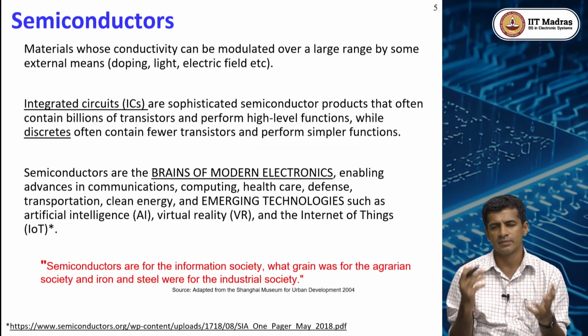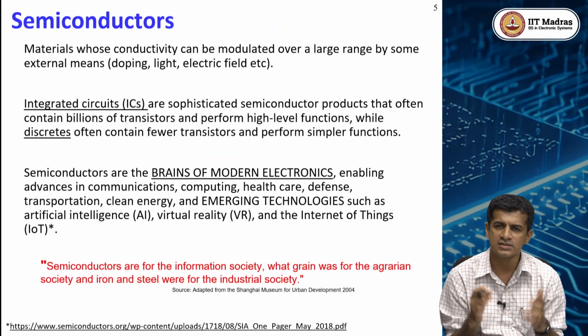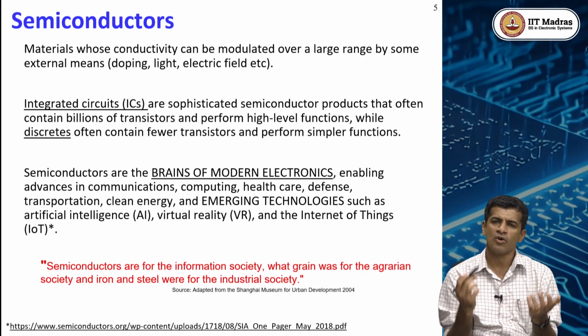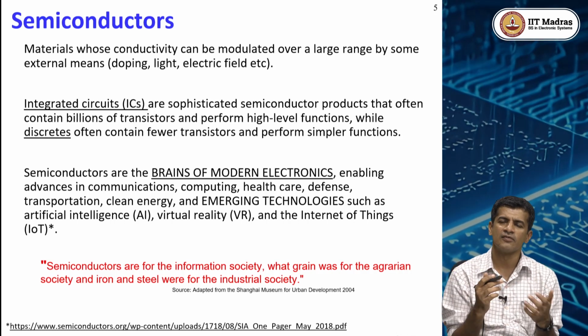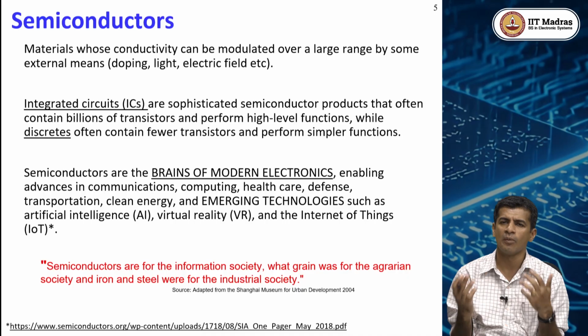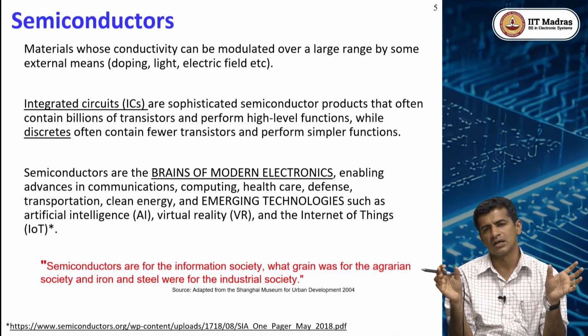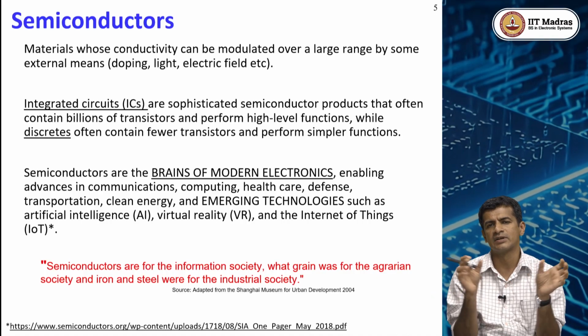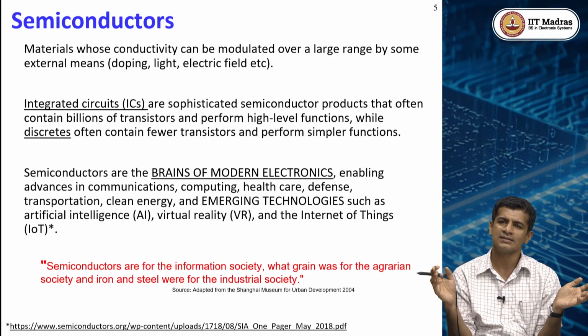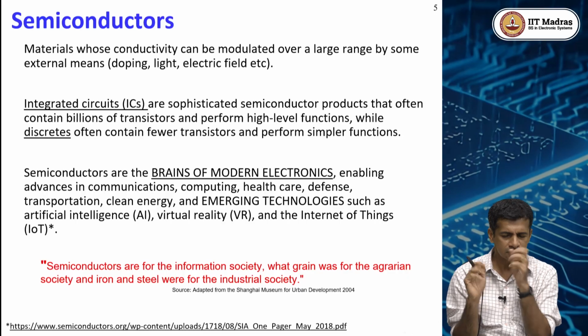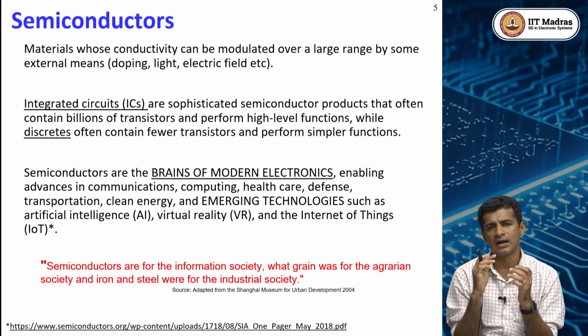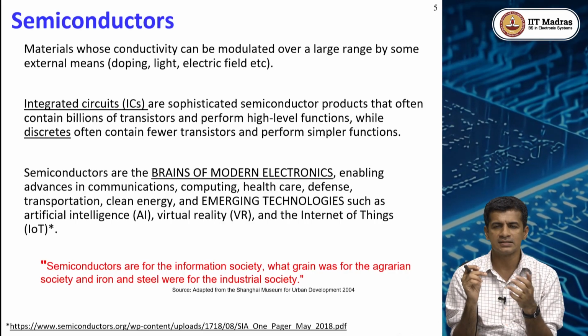Now let us see what semiconductors are. This course is about semiconductors. Some of you have some idea about semiconductors. If I ask somebody, the normal definition is that these are materials whose resistivity or conductivity lies between metals and insulators. That's a good definition. But a much more useful definition is what is given here.